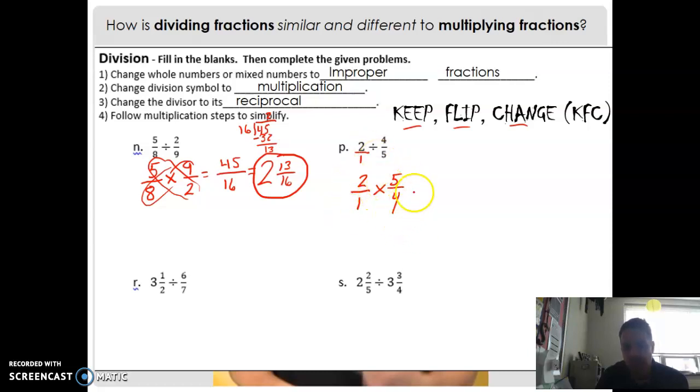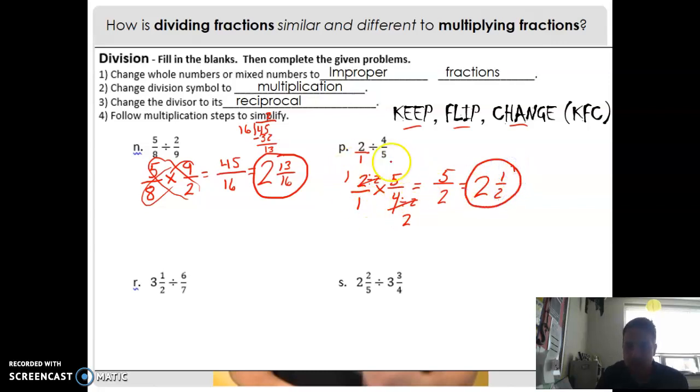I changed the sign. I'm going to look and see if I can cancel out. Look right here, I can, right? 2 and 4, they have a common factor of 2. So 4 divided by 2 is 2. 2 divided by 2 is 1. And now I'll multiply across. 1 times 5 is 5. And 1 times 2 is 2. 2 and 1/2 when I convert that.